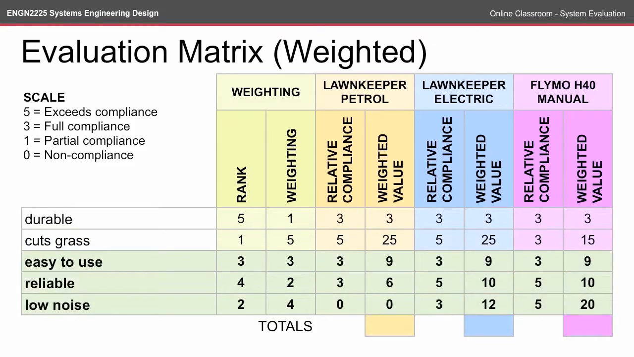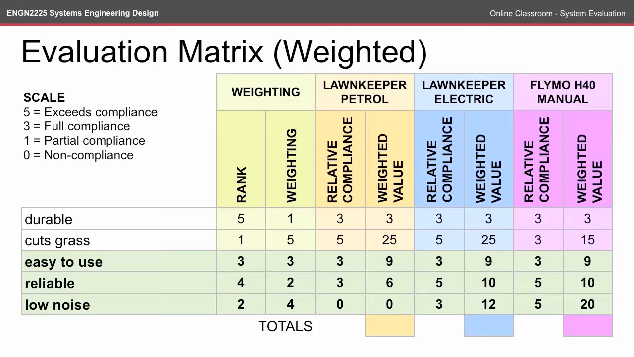If we complete this for the whole matrix, if we complete this for all of the requirements, we start to see which design will be our preferred option. As low noise was a key requirement, the petrol lawnmower doesn't score very well. In fact, it's non-compliant, whereas the electric is quite reasonable and the manual exceeds that compliance.